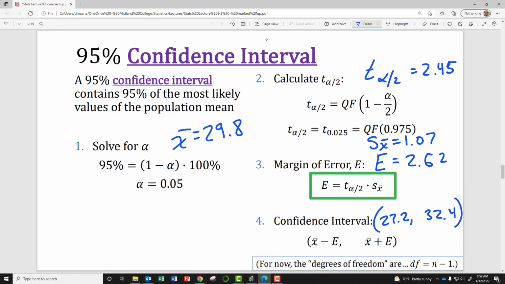And again, the way to interpret a confidence interval is we say the confidence interval contains 95% of the most likely values of the population mean. So remember, we can calculate our sample mean, but we know the sample mean is not the population mean. It's just an estimate of what that population mean is, but it's going to contain some error. So instead, we can make a confidence interval and say that we are 95% confident that the true population mean falls between 27.2 miles per gallon and 32.4 miles per gallon.